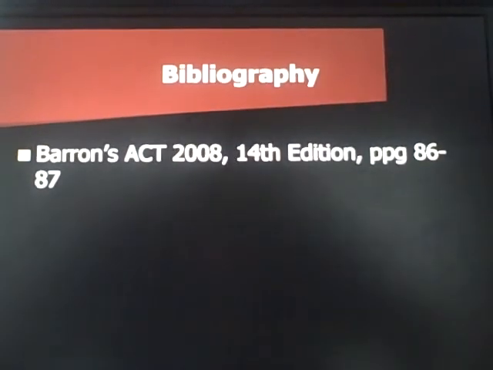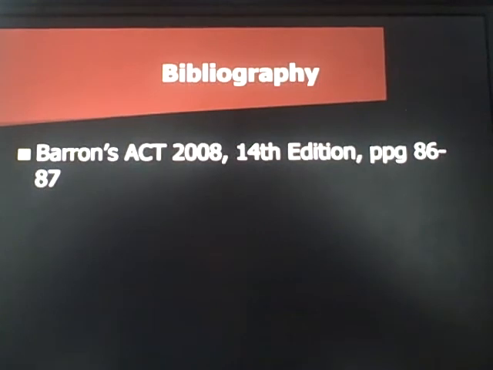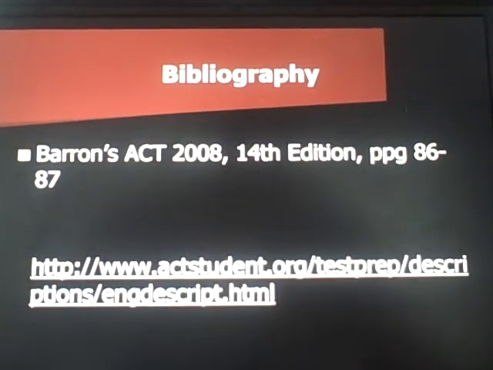Here's our bibliography, lots of great resources at the bookstore. I happen to be using the Barron's edition of the ACT from 2008. You also have the ACT website.